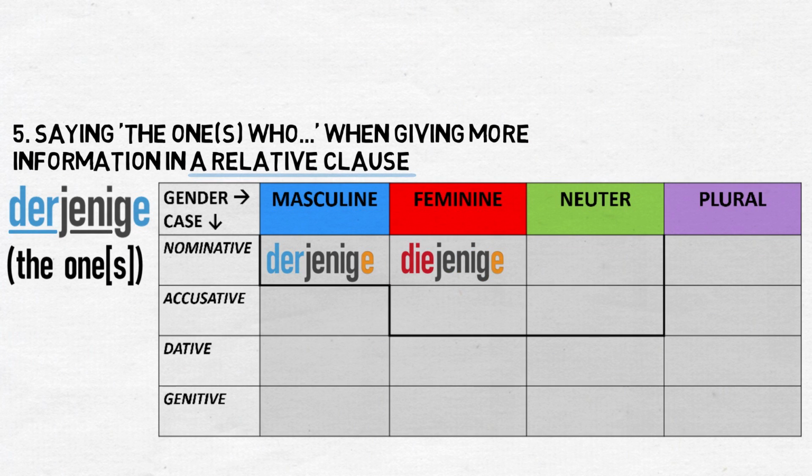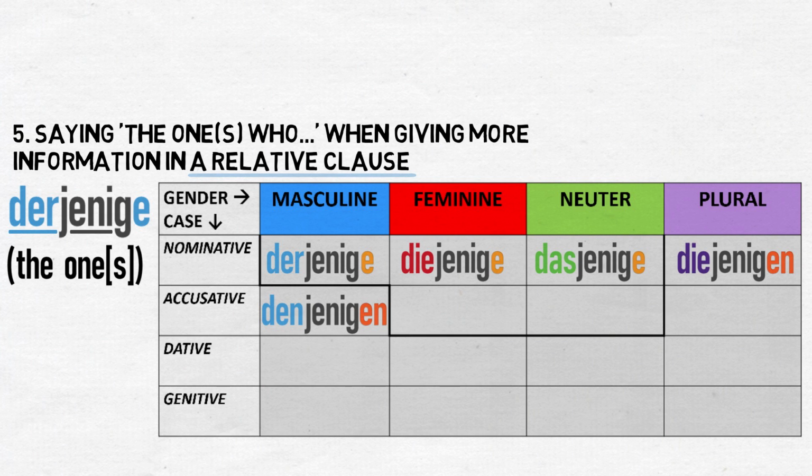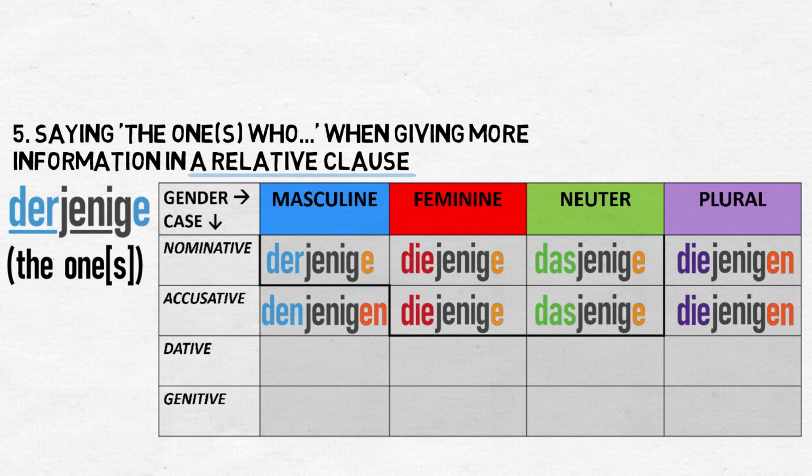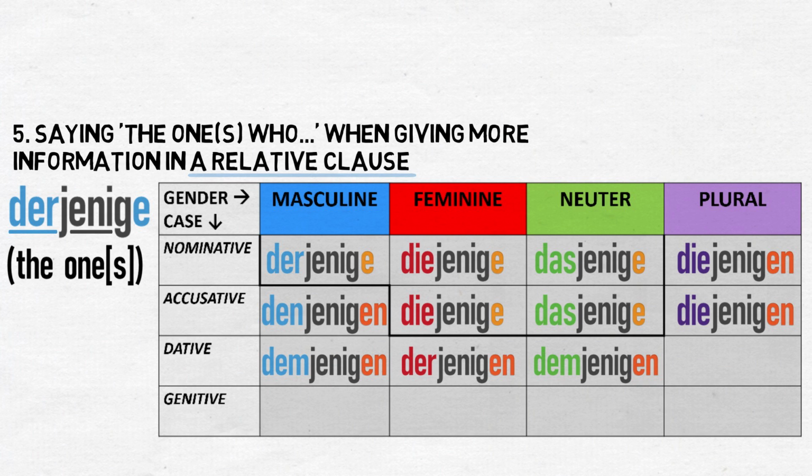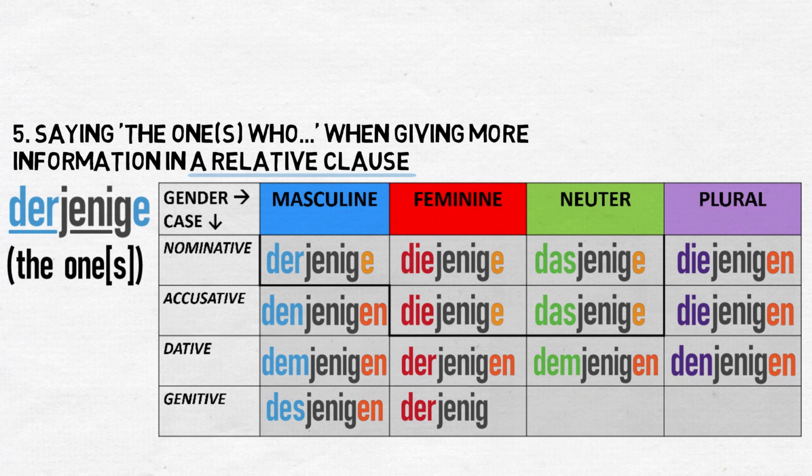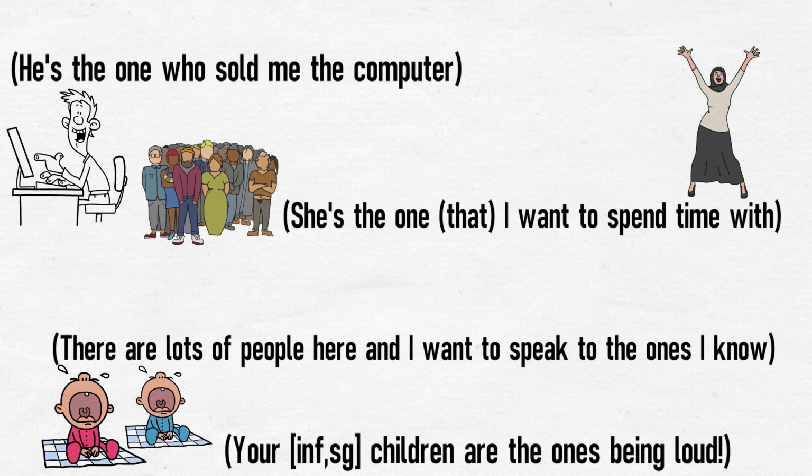Derjenige, diejenige, dasjenige, diejenigen, denjenigen, diejenige, dasjenige, diejenigen, demjenigen, derjenigen, demjenigen, denjenigen, desjenigen, derjenigen, desjenigen, derjenigen. So, let's translate the previous sentences.